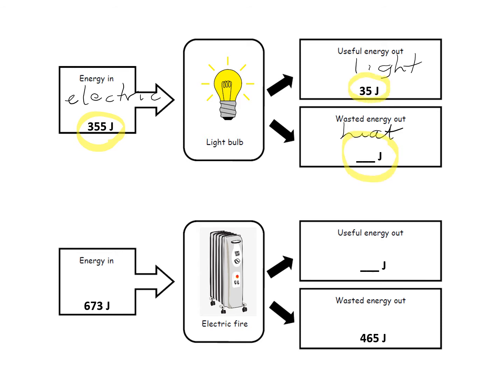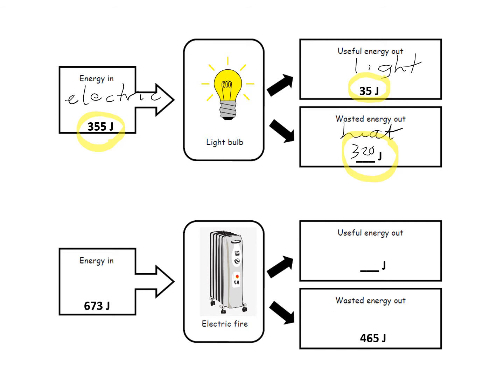How would you work out that number? Well, it must be 355 minus 35, 320. Must be 320 because the two numbers output must equal the input. Okay, let's look at the next one down.